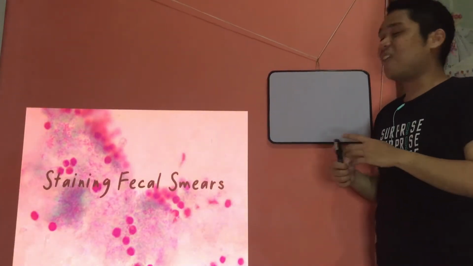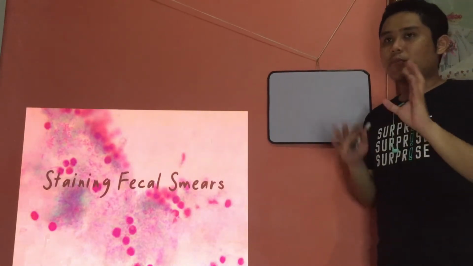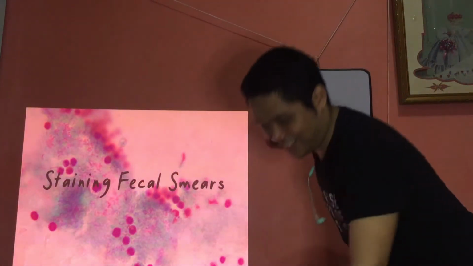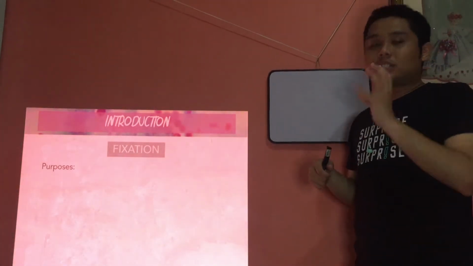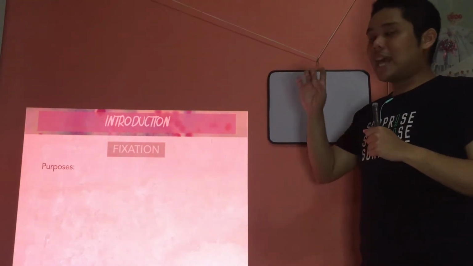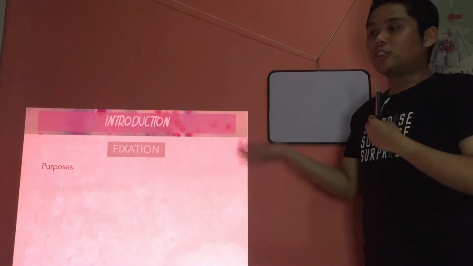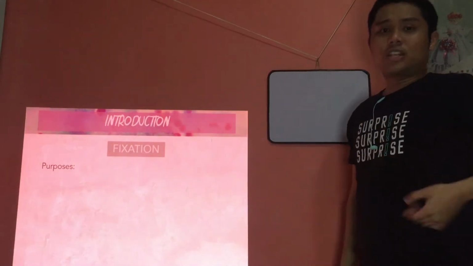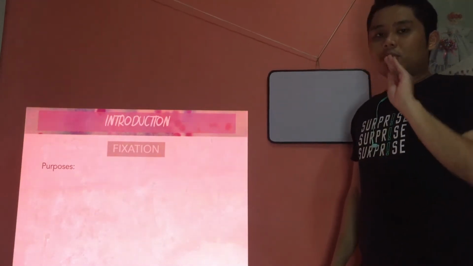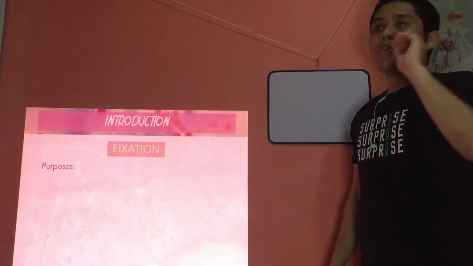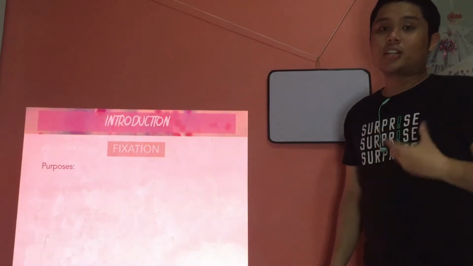Okay, so we're going to discuss now staining fecal smears, the different methods, and what it means when we say staining fecal smears. Before we start with staining, we usually use slides. Before we stain, we need to first let the slides undergo what we call fixation. You'll know that from histopathology, histotechniques, and even bacteriology and microbiology, it's really vital that before staining starts, you first let your smears undergo fixation.